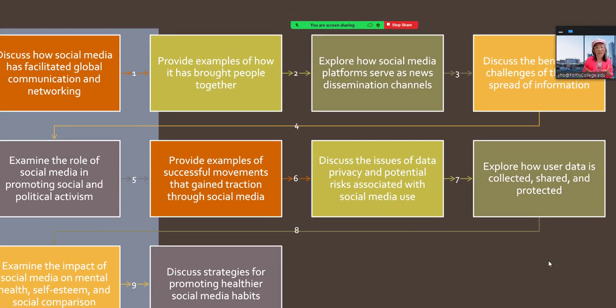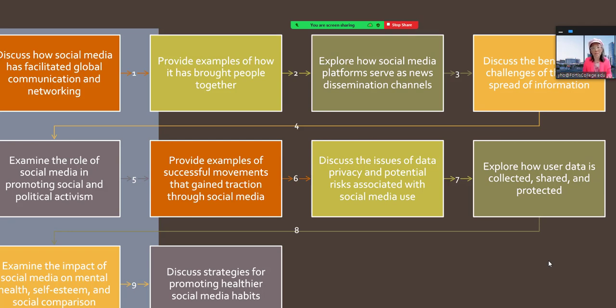And then here are other examples of prompts. Let's say that your topic is social media, and then you're stuck. What kind of prompt should I put into ChatGPT? Well, the same kind of prompt you would have put into Google, for that matter. You would say, discuss how social media has facilitated global communication and networking. You can put that as a prompt. Find examples of how social media has brought people together. You could use that as a prompt.